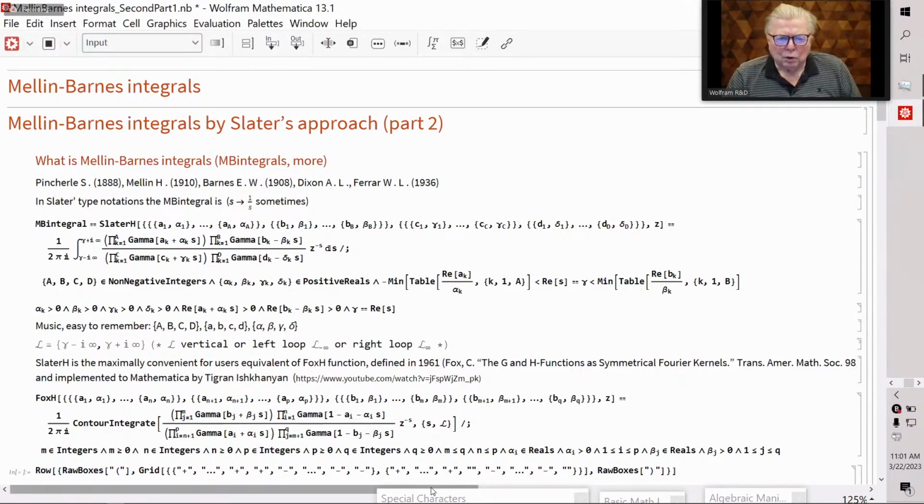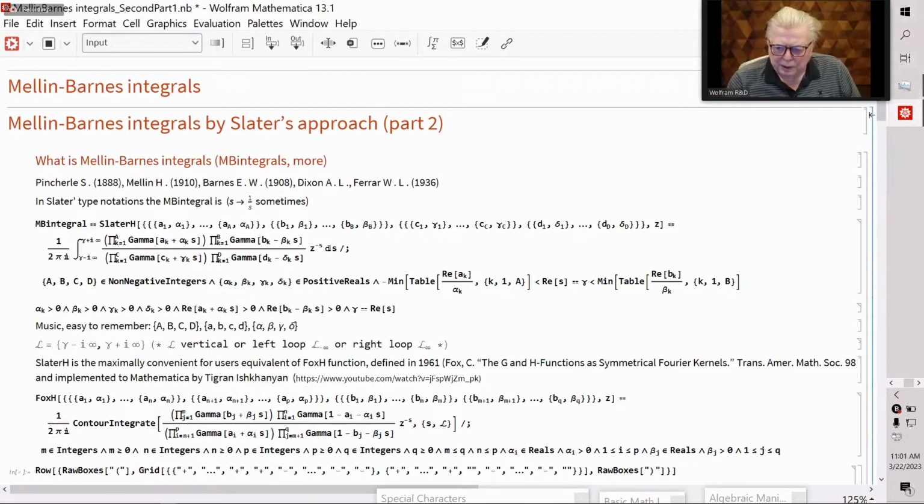I will talk in this lecture about Mellin-Barnes integrals again. This object, which we discussed in my previous lecture, is very general, and it includes practically all mathematical functions which people use.